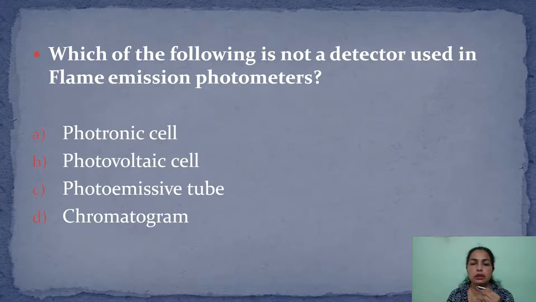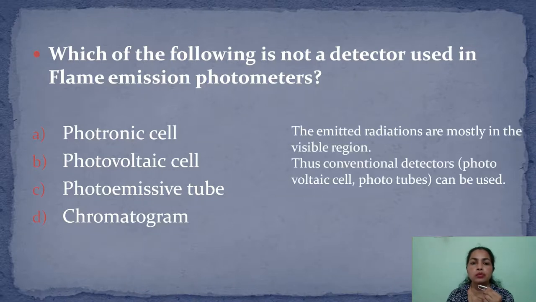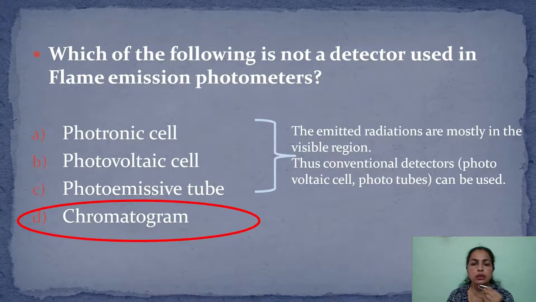Then our second question is, which of the following is not a detector used in flame emission photometers? In a flame photometer, the emitted radiations are generally from the visible region. So that's why we use conventional detectors like photocell, photovoltaic cell, and photoemissive tubes. These are routinely used in flame emission photometers, while in this case, the chromatograph is the odd one out. It is not used as a detector in flame emission photometers.